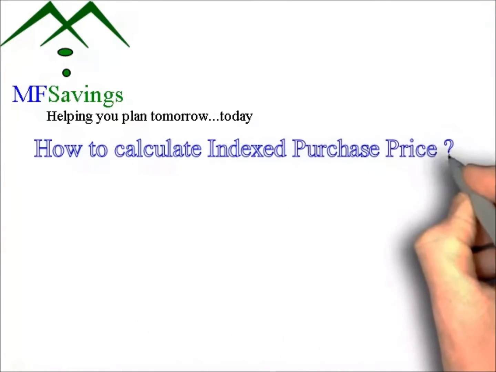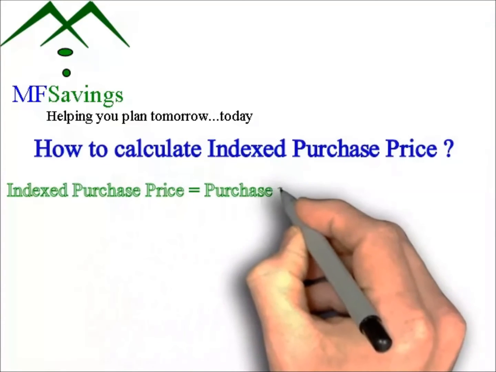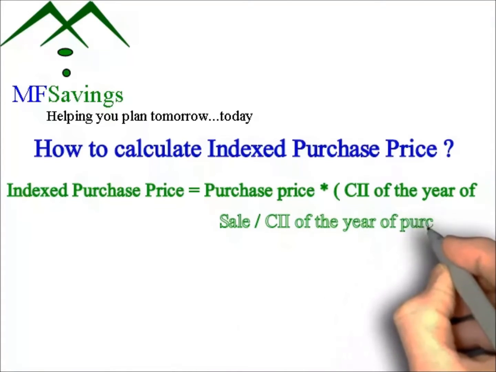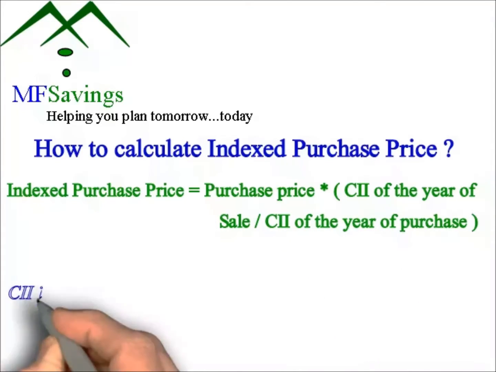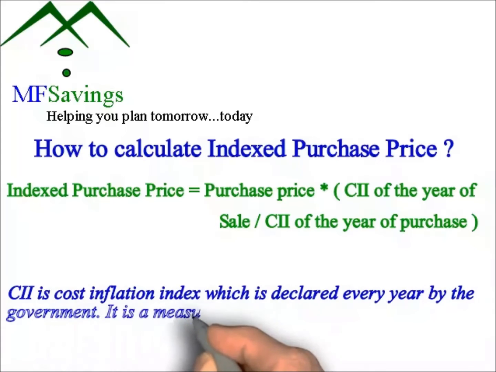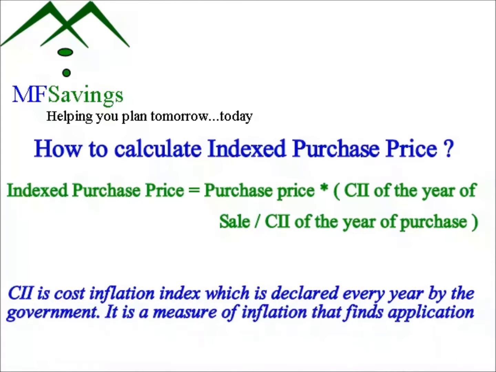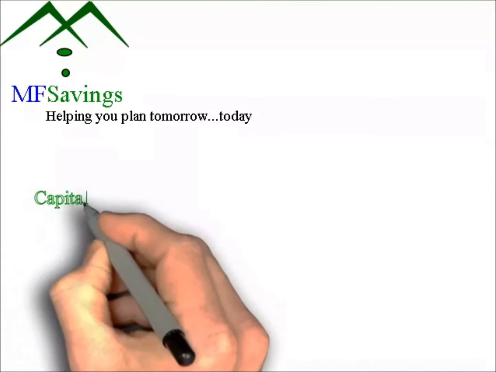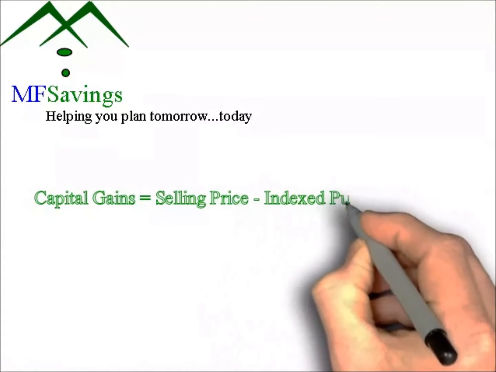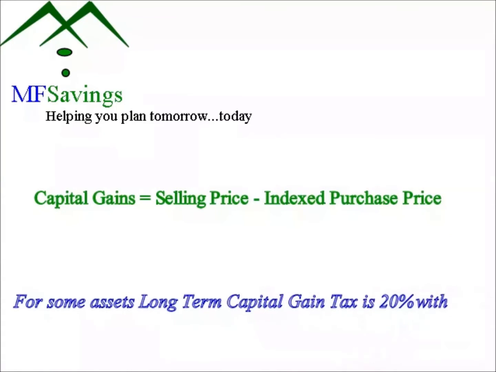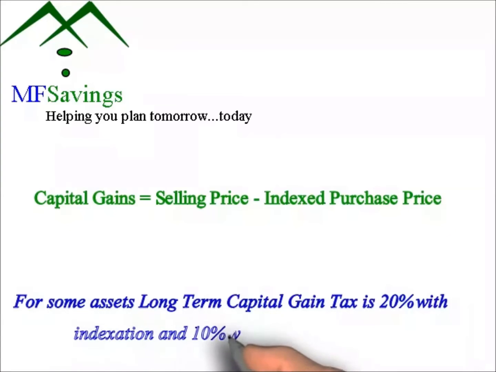Now let us calculate the index purchase price. Index purchase price is equal to purchase price multiplied by CII of the current year divided by CII of the year of purchase. Whereas CII is cost inflation index, which is declared every year by the government. It is a measure of inflation that finds application in tax laws while computing long-term capital gains on sale of assets. Once you have index purchase price, you can subtract it from selling price to calculate the capital gains. For some asset class, long-term capital gain is 20% with indexation and 10% without indexation.